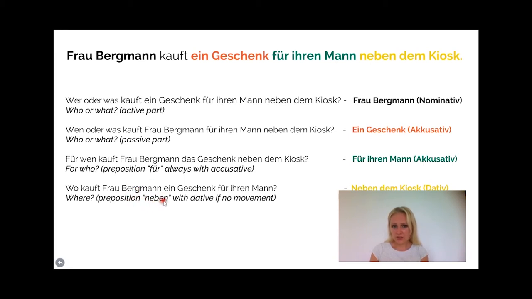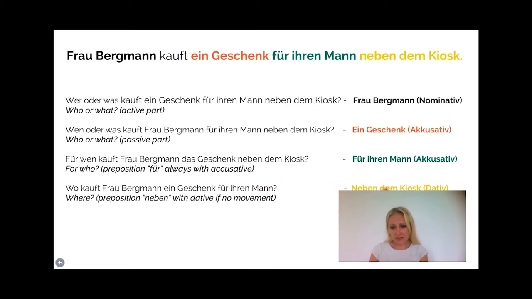Here neben, in this case you use it with the dative case, because now neben means next to, but there is no movement involved. So she's not going next to the kiosk, but she just bought it next to the kiosk. So the question is, where did she buy it? Next to the kiosk. I'm not asking where did she go to in order to buy it, right? She just says she bought it next to the kiosk. So that's why you have to use the dative case. So the answer here is neben dem Kiosk, it's the dative object.